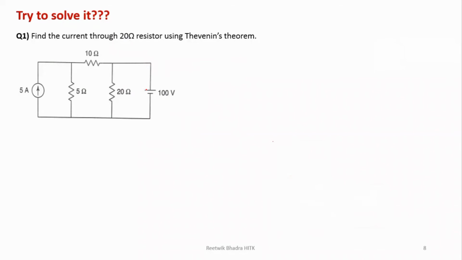Tell me what will be RTH. This is my load resistance only. You can use your copy or pen, whatever you are having in front of you, and try to find out, because this is a tricky thing to find out your RTH. Current source will be open, voltage source will be short. Load resistance is 20 ohm. Okay, find out RTH. How much? 15. 15. Okay.